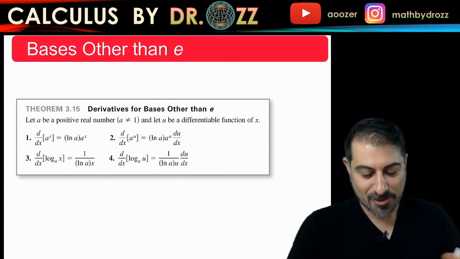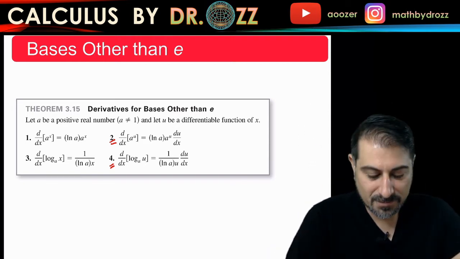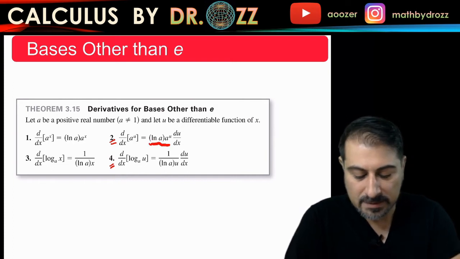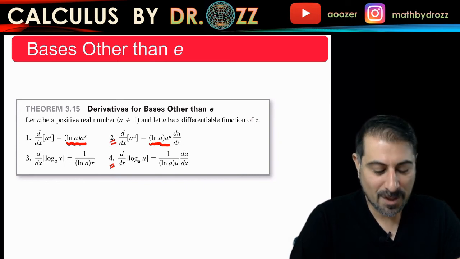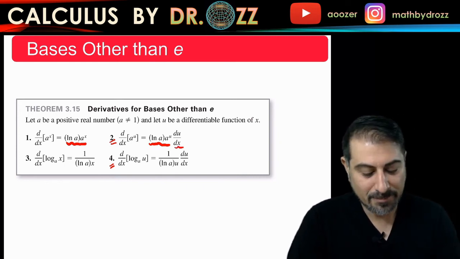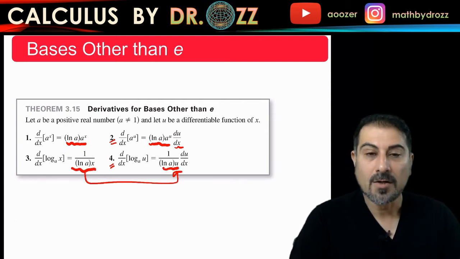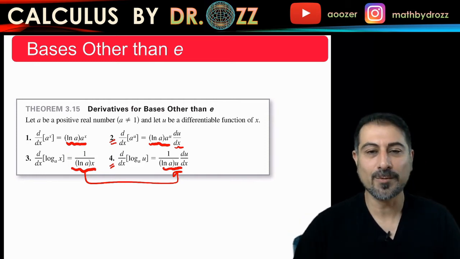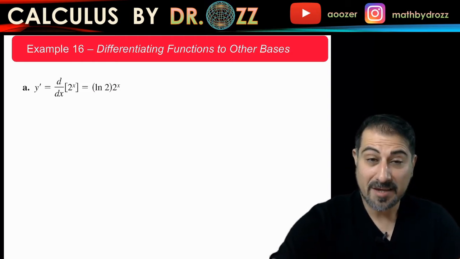Now we can use the chain rule to take care of the derivatives of a raised to a power of a function of x. The derivative goes exactly the same as this one, but then we have to multiply everything by the derivative of the power, which is du/dx. And the same thing here: the derivative of log base a of u is equal to, so we just copy that down here, 1 over ln a times u, times the derivative of u with respect to x. All right, let's go through this example to apply the rules that we have just learned.